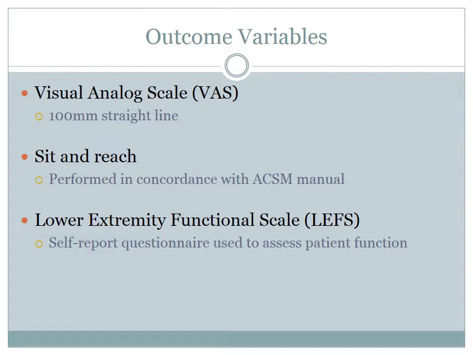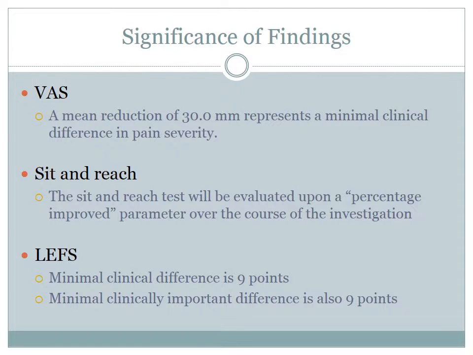It is important to remember how to determine what is an improvement based upon the outcome variables that have been chosen. A mean reduction in 30 millimeters represents a minimal clinical difference in pain severity. The sit and reach test values will be compared on a parameter of percentage improved, since no current evidence reports clinically important or meaningful values.